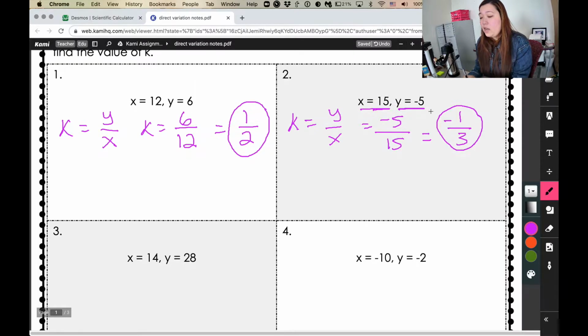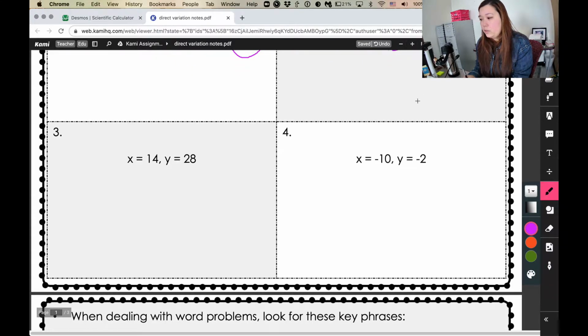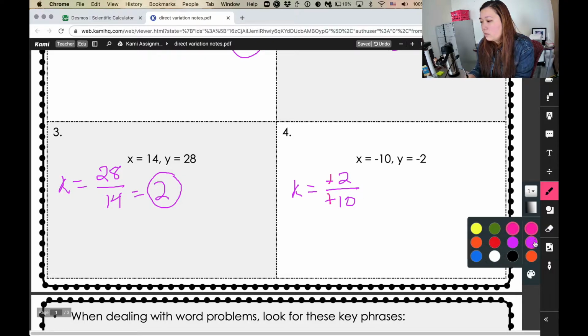Okay, and now here is really a good time for you to pause and see if you can try these two on your own first before you listen to my explanation. Right, hopefully you did it on your own. So k equals 28/14, which is just 2. For this one, k equals -2 divided by -10. When you have two negatives, they cancel out and become positive. So this is +1/5.